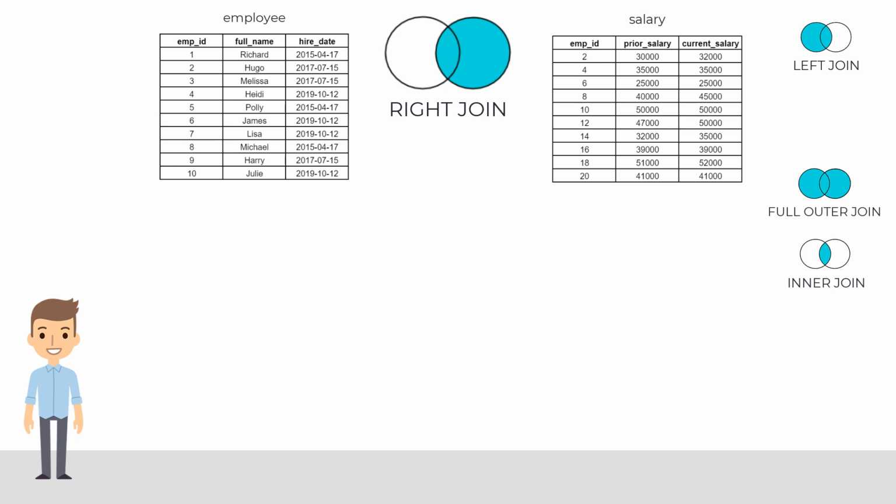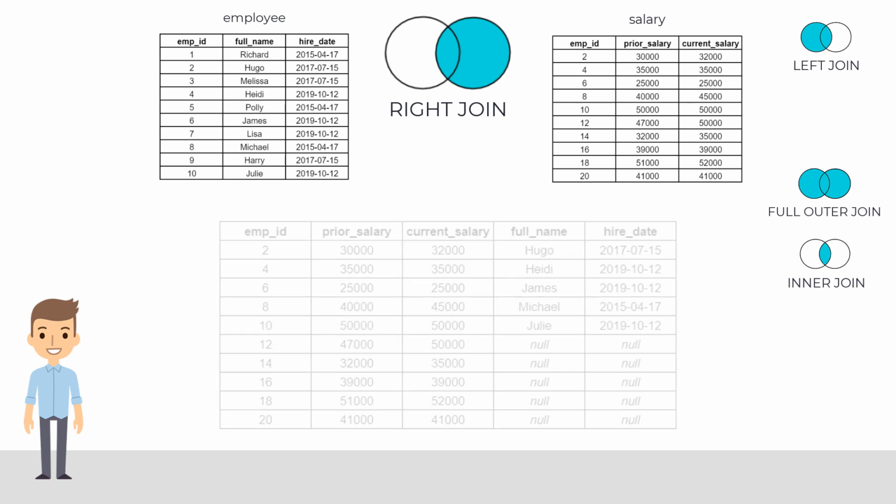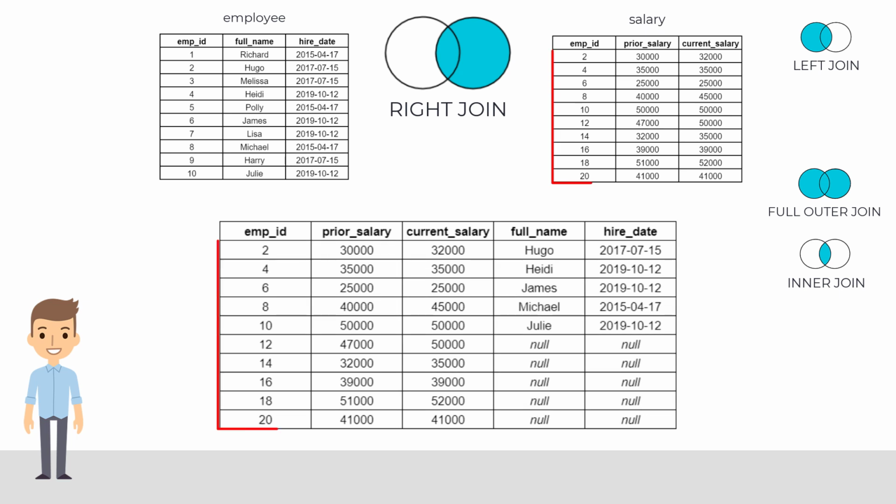Now the right join is essentially the same as the left join. However, this time we have a result where all information from the right table will be present and will be enriched with information from the left table where there is a match in emp ID. Any rows that do not match will result in values from the left table being populated with null. So the result will look something like this, where you can see all data from the right table, and where there is not a match, the values in the left table columns are populated with null.